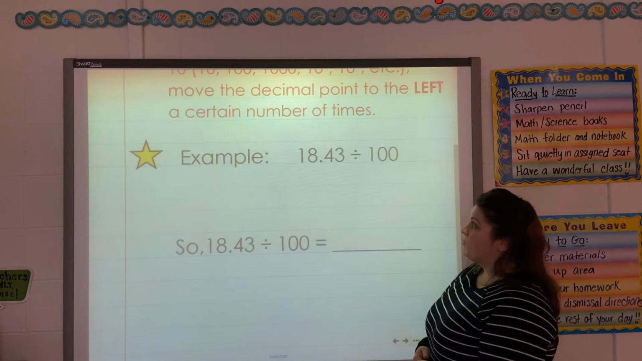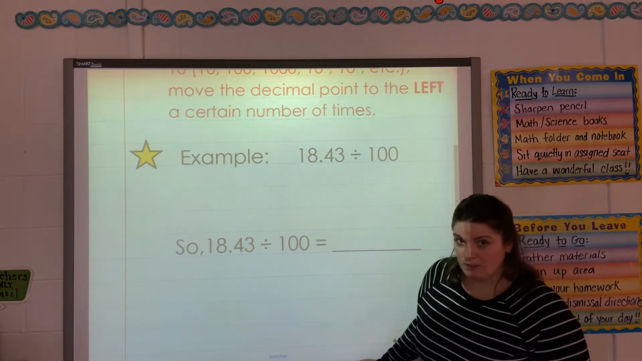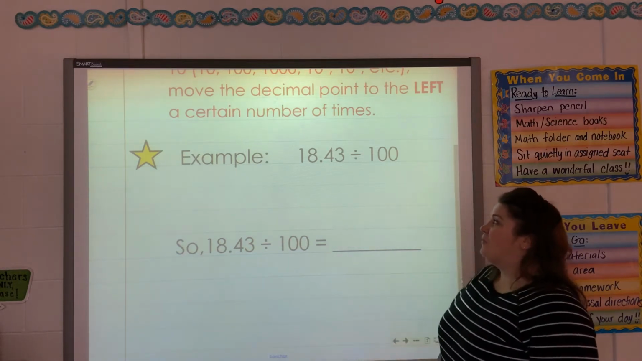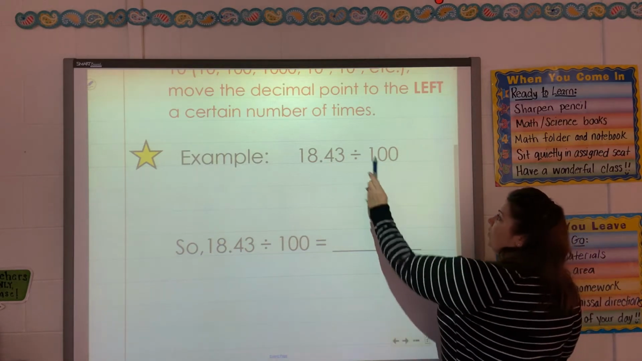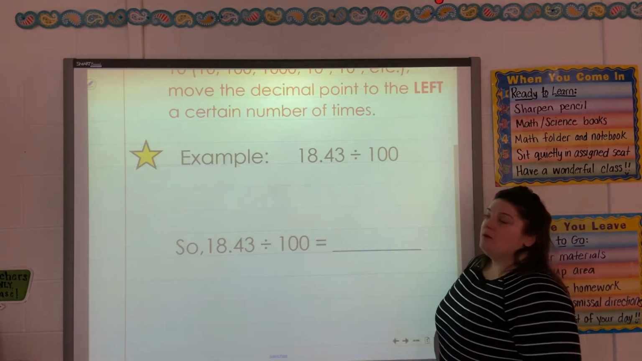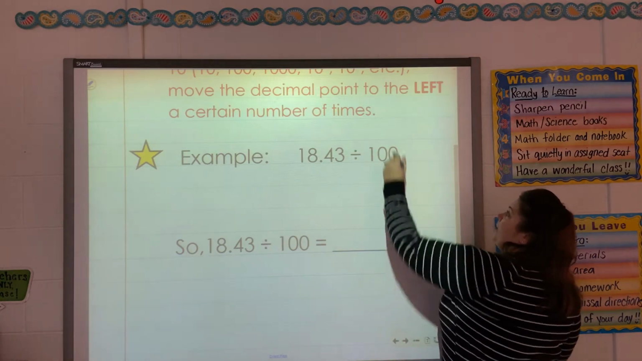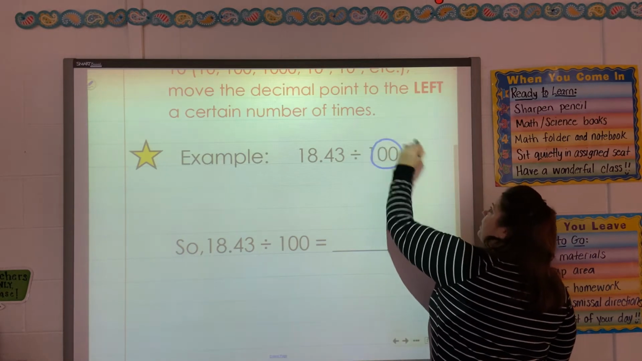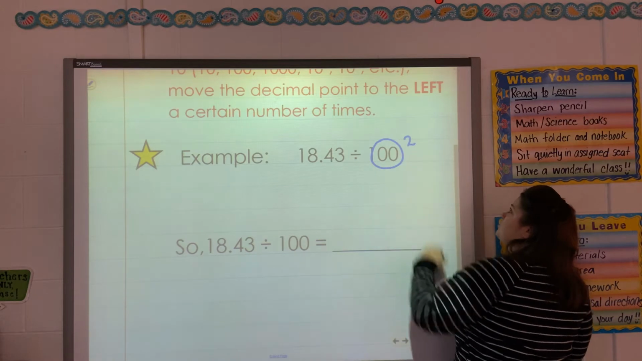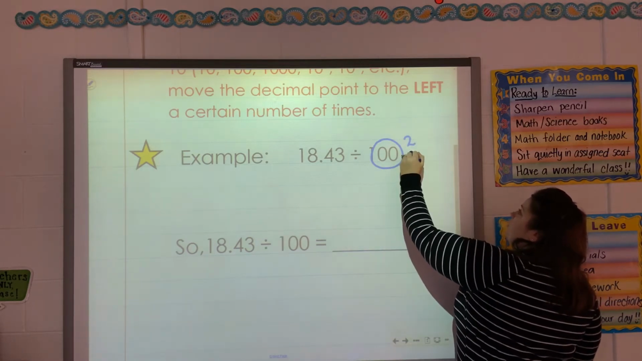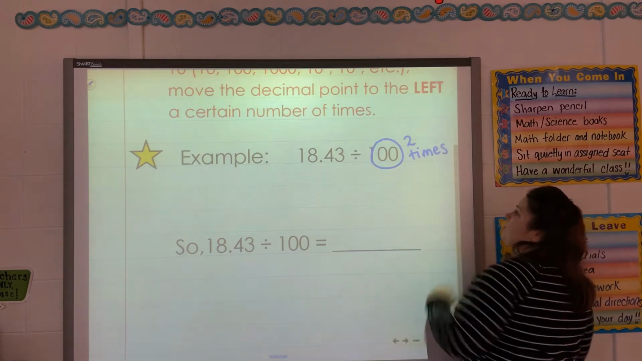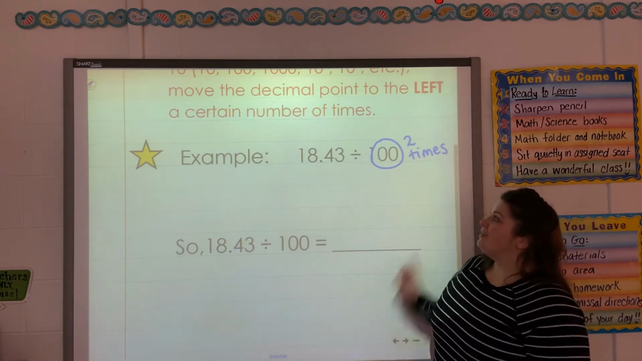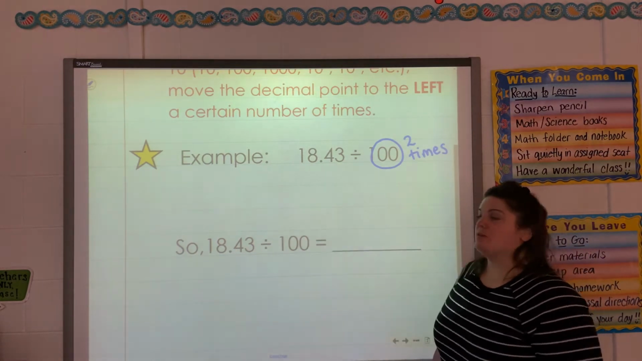So, for our first example, and our only example, we have 18 and 43 hundredths divided by 100. Notice we are dividing by 100. So I'm counting up my zeros in the power of 10. There are 2 zeros. So we move the decimal point 2 times, but we're moving it to the left since we are dividing.